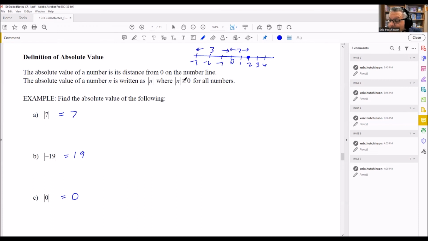The absolute value of n is greater than or equal to 0 for all numbers. It doesn't matter if it's negative or positive. You're always going to get a positive number, unless it's 0. And if it's 0, then you will get 0 for the answer. And that's how you will do absolute value.